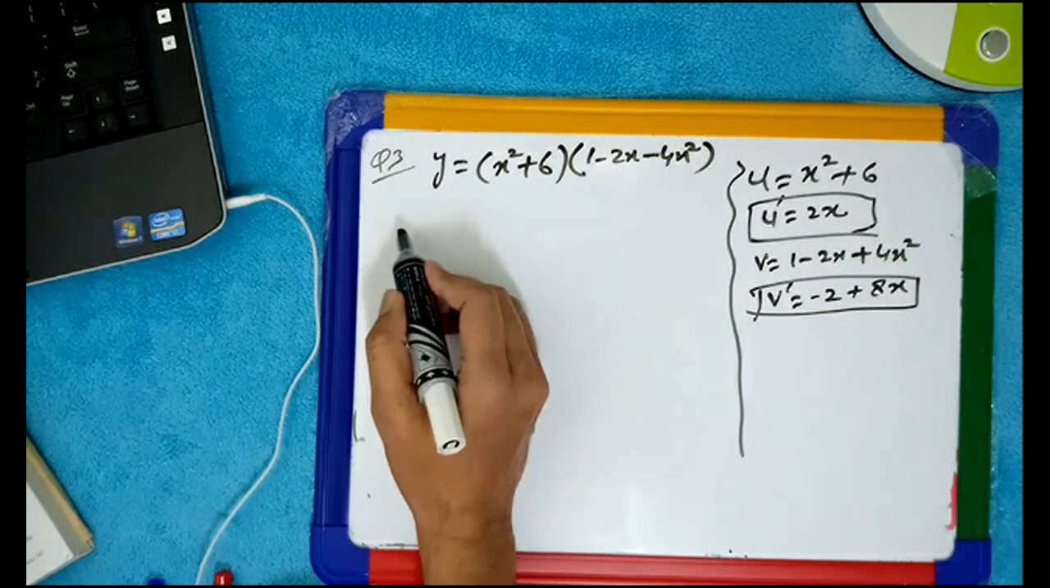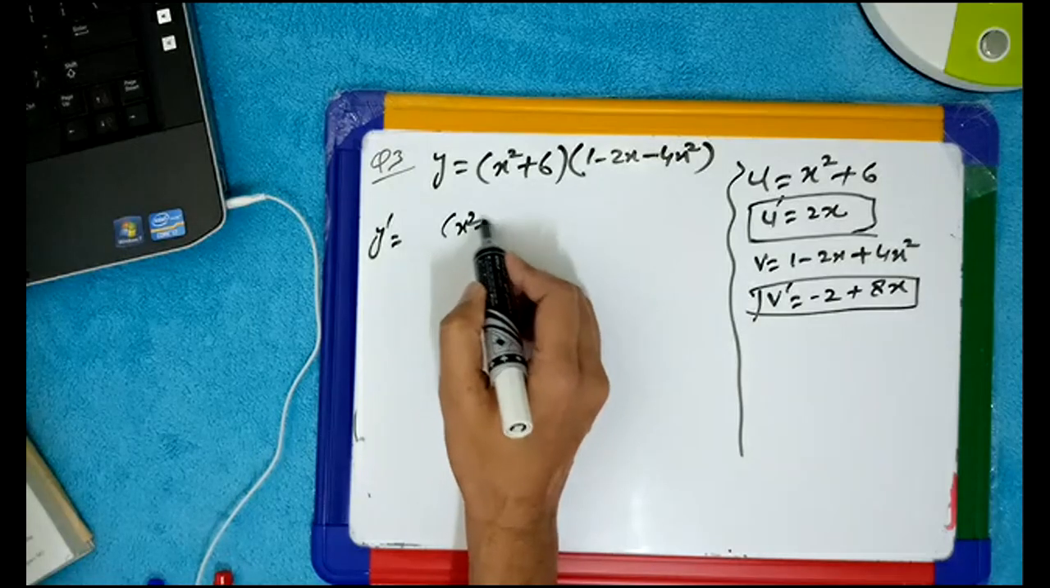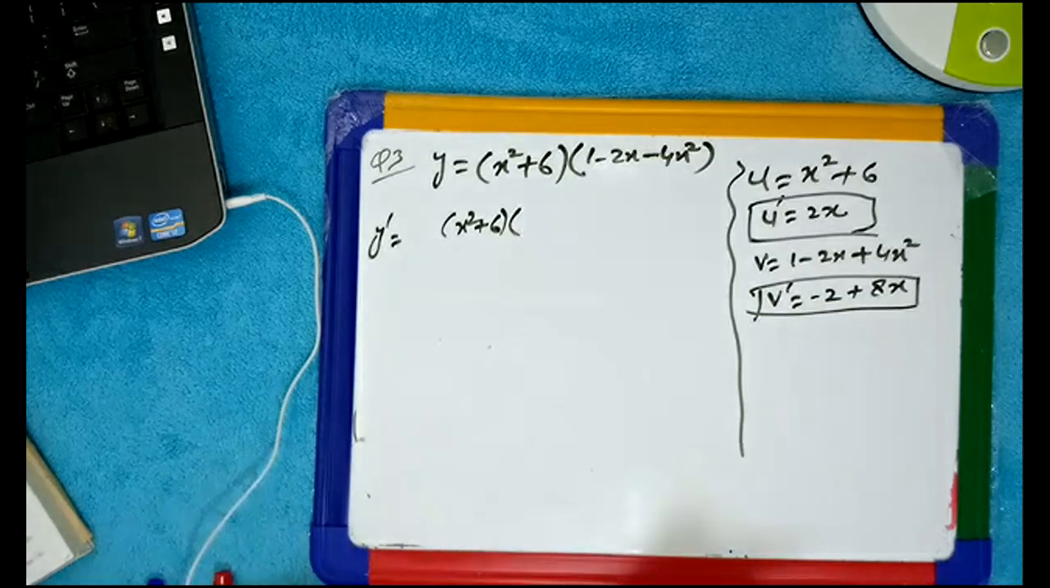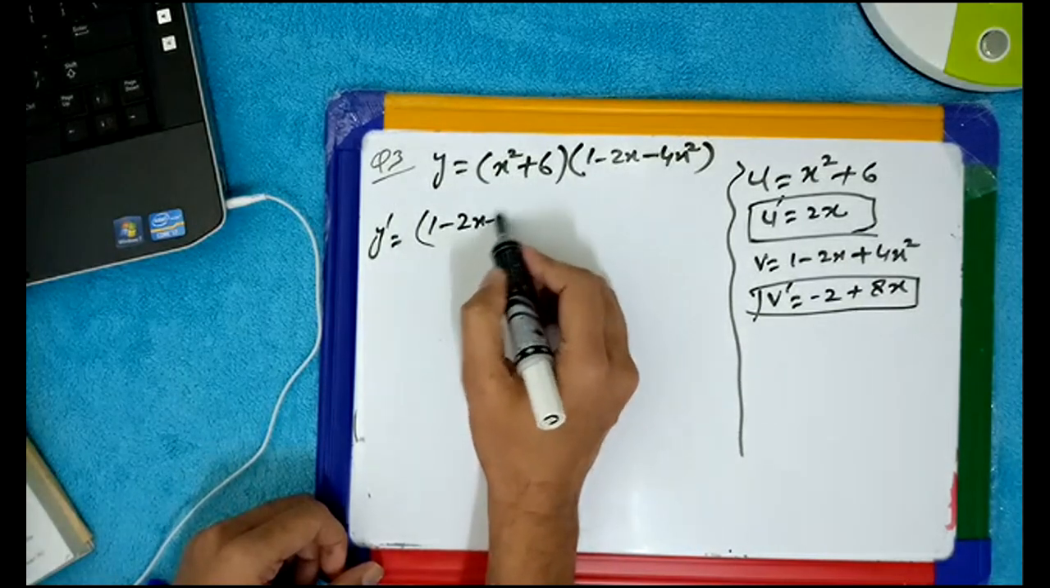Now what will I do? Next step. Now you have to add them together. What is the formula? First, x squared plus 6, multiplied by minus 2 plus 8x. No, you have to write v first, right? So I should remove it. Oh, v. Okay, better you write v first: 1 minus 2x minus 4x squared.